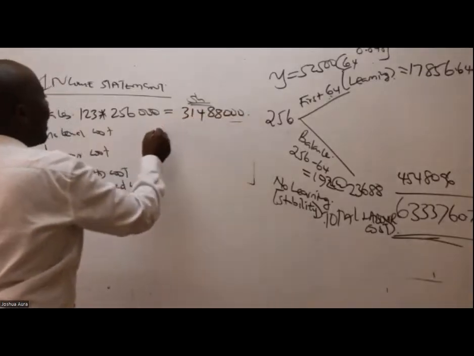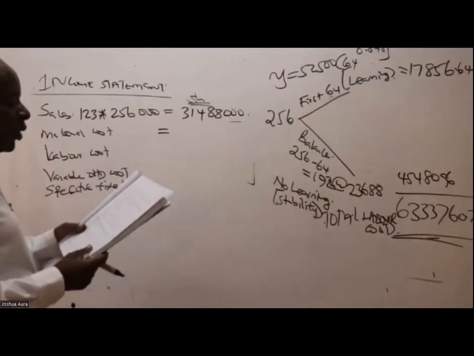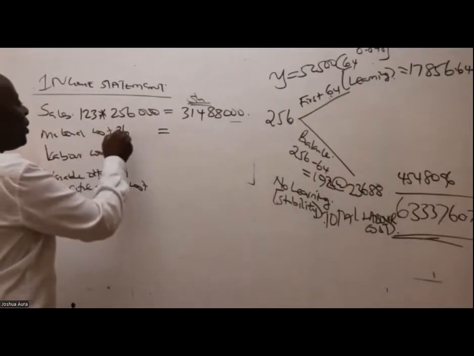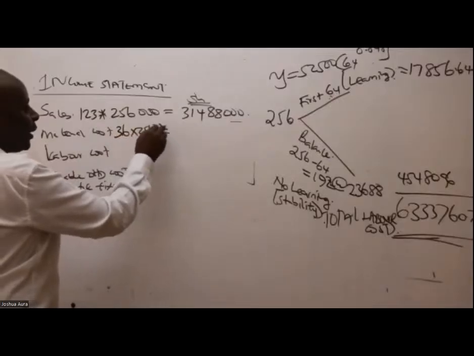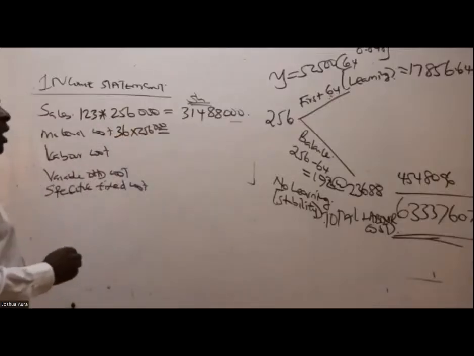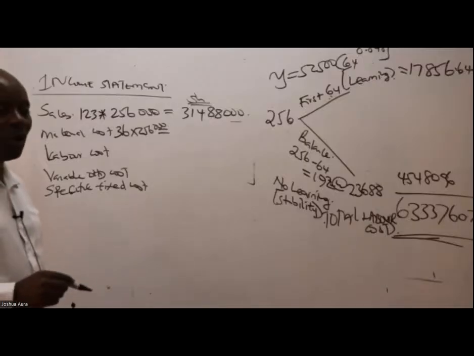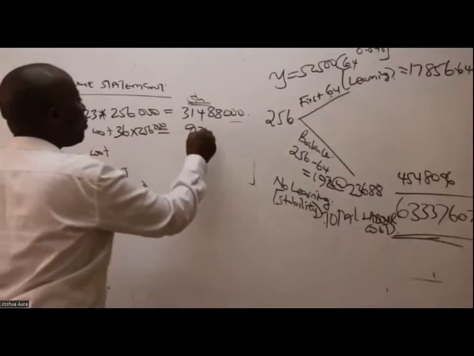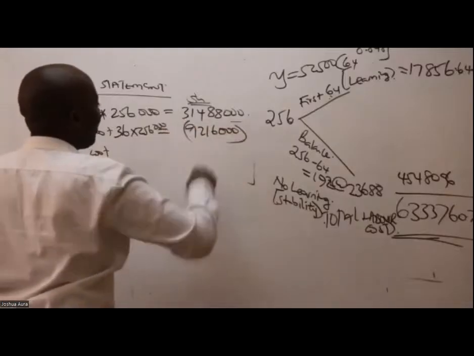31,488,000 like that. Yeah, tuende material cost. Material cost wamesema 36 per unit, meaning that I must involve the number of units as well. 256,000 like that. So niambieni material cost inakuja ngapi? 92,16,000. So in 92,16,000 unakuja namna hiyo.